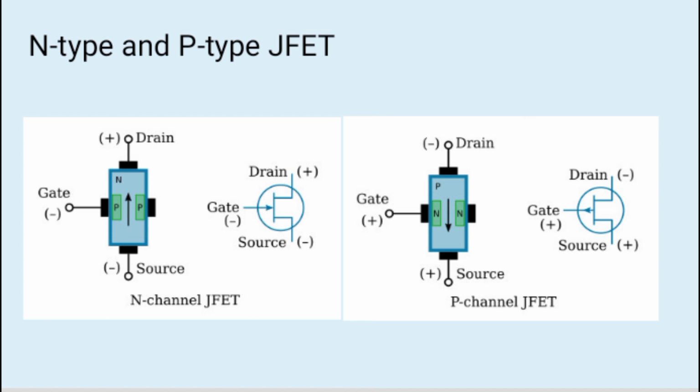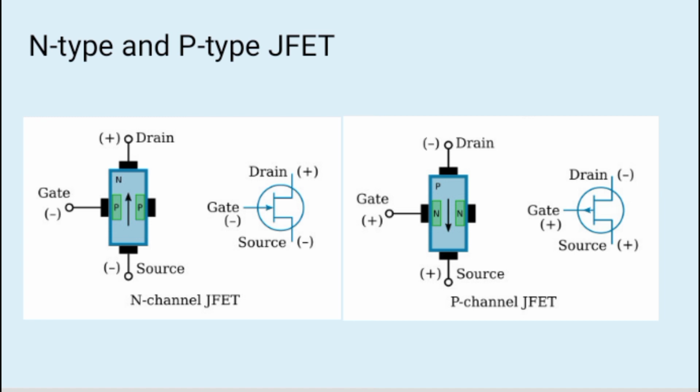In a P-type JFET, the semiconductor channel is made of P-type material, and the gate terminal is connected to an N-type region on either side of the channel. When a positive voltage is applied to the gate with respect to the source, the depletion region widens, reducing the cross-sectional area of the channel and decreasing the current flow. In both types of JFETs, the current flow through the channel is controlled by the width of the depletion region, which in turn is controlled by the gate voltage.